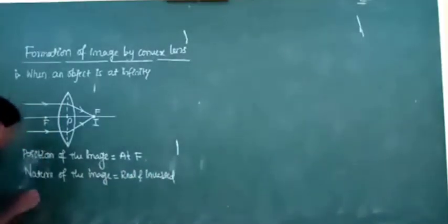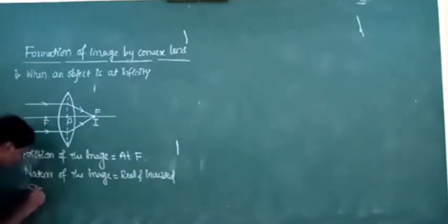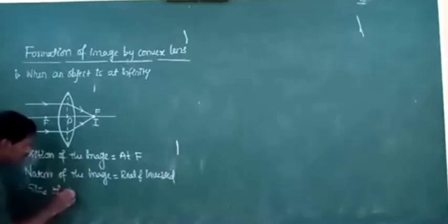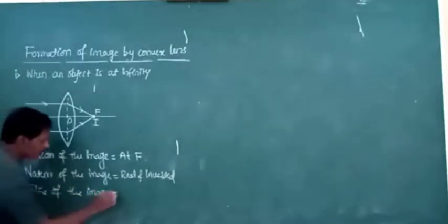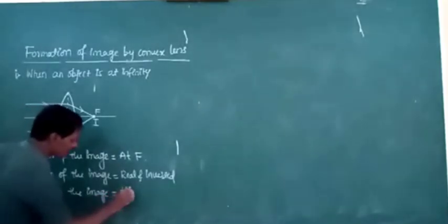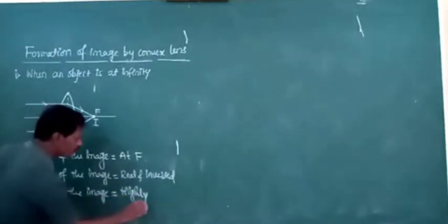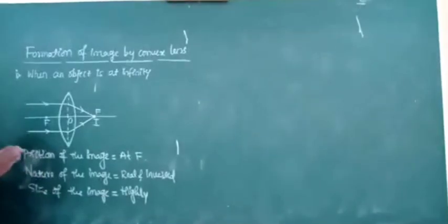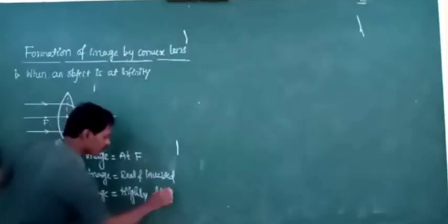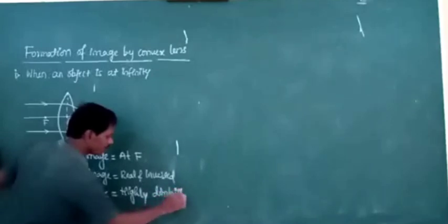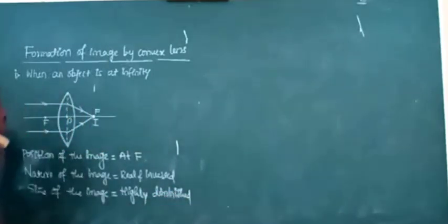What is the size of the image? Size of the image is highly diminished, very small in size. Compared to the size of the object, size of the image is very, very small. That is why it is called highly diminished. Okay, it is the first case.